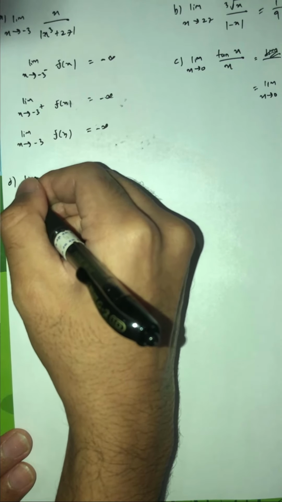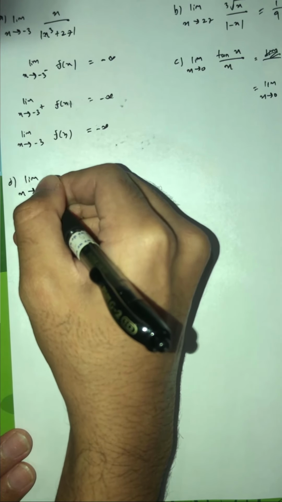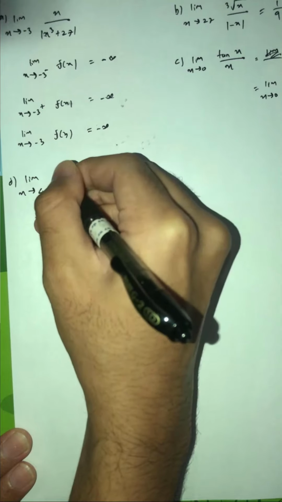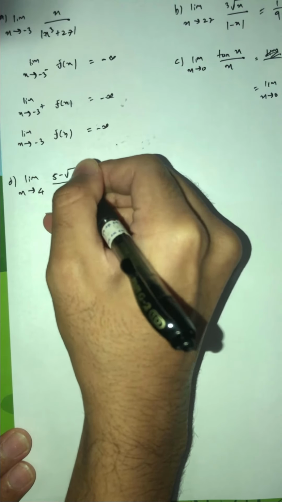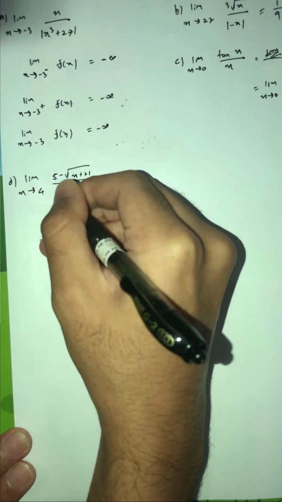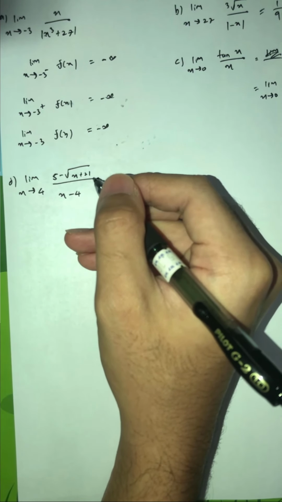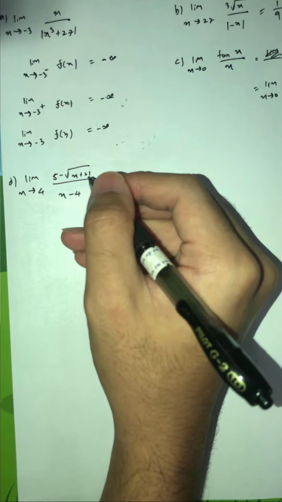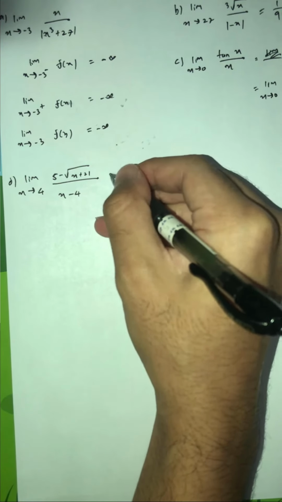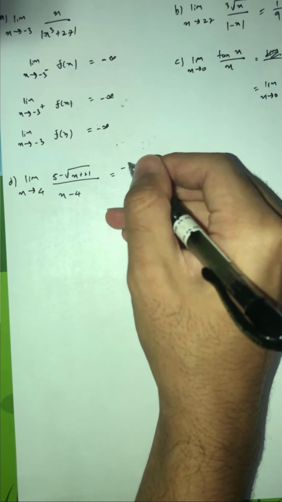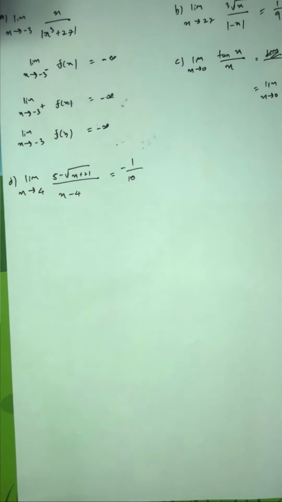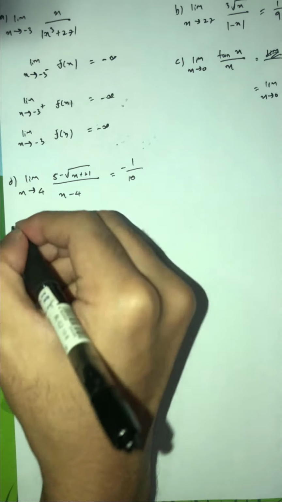Limit as x approaches 4 of 5 minus a third of x plus 21 over x minus 4. And this one is also straightforward. You plug in all the values and by direct substitution you get negative 1 over 10. So that's it for question 12. Now let's move on to question 13.